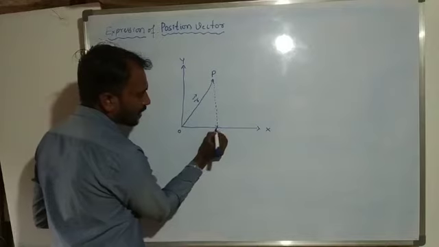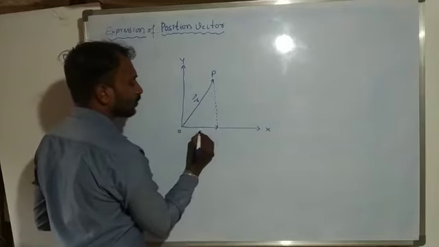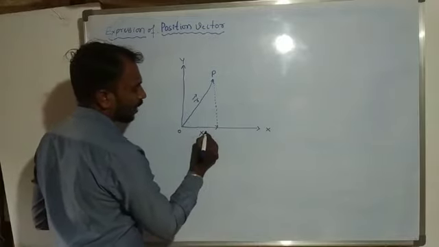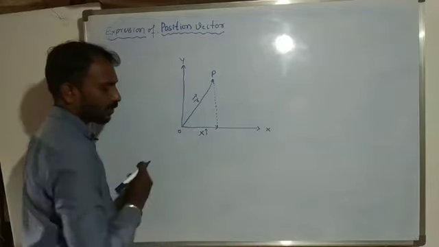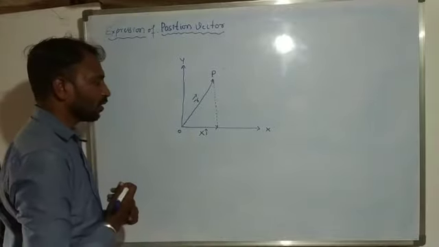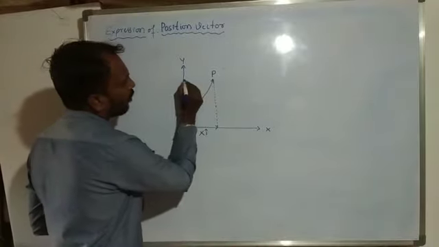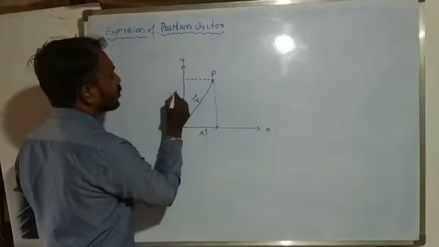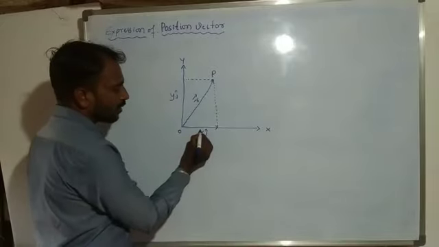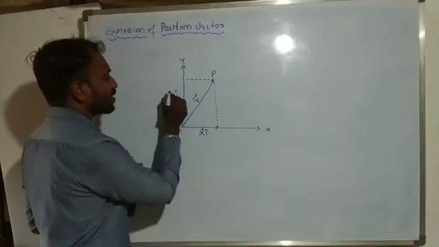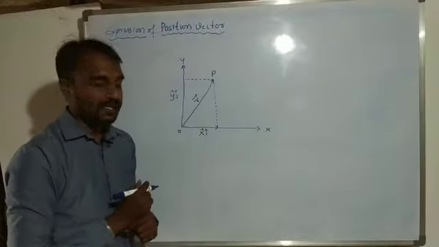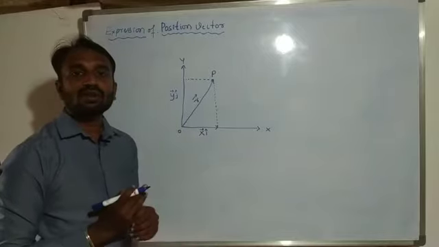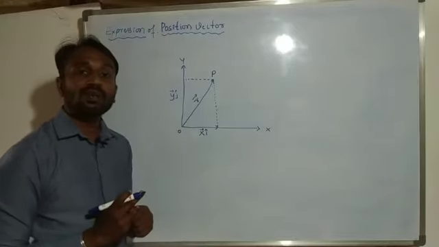Along the x axis we consider x i cap, so this one is a vector x i cap. And another one along the y axis, so this one is y j cap. So x is a component along the x axis, y is a component along the y axis, and i cap and j cap we consider as unit vectors. i cap is present along the x axis and j cap is present along the y axis.